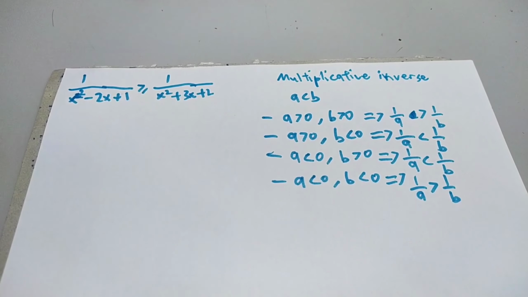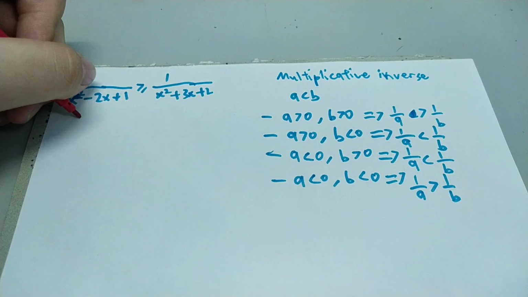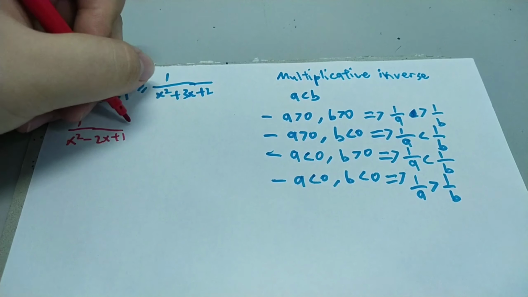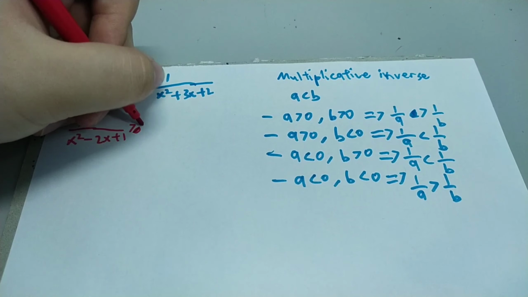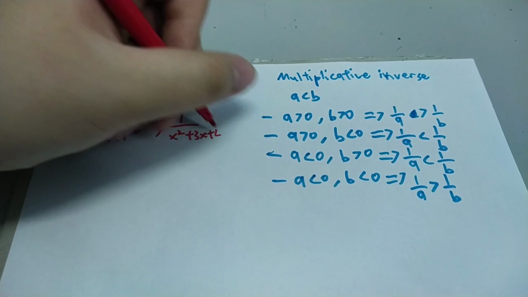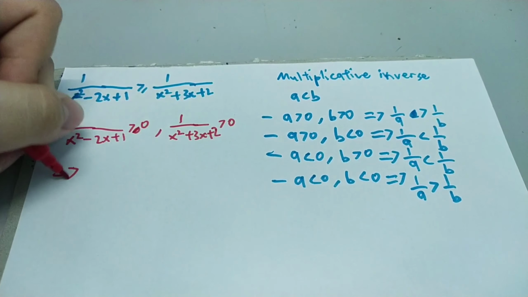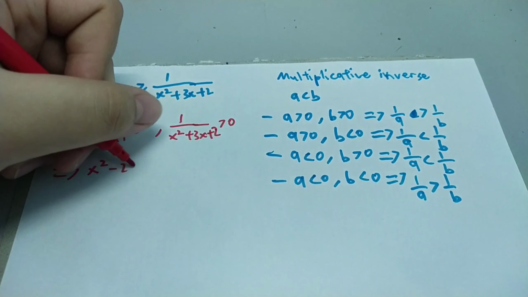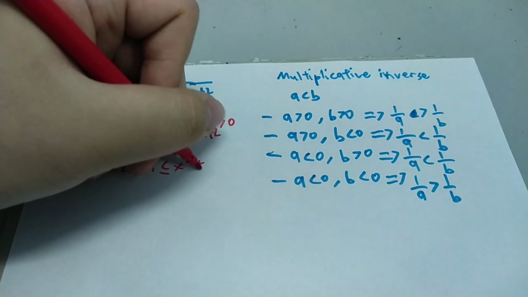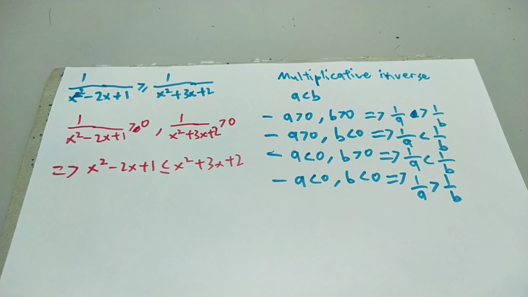So now let's do the first case, which means this and this are going to be positive. So 1 over x squared minus 2x plus 1 is going to be bigger than 0, and 1 over x squared plus 3x plus 2 is going to be bigger than 0, then x squared minus 2x plus 1 is going to be less than or equal to x squared plus 3x plus 2. And here's the thing.